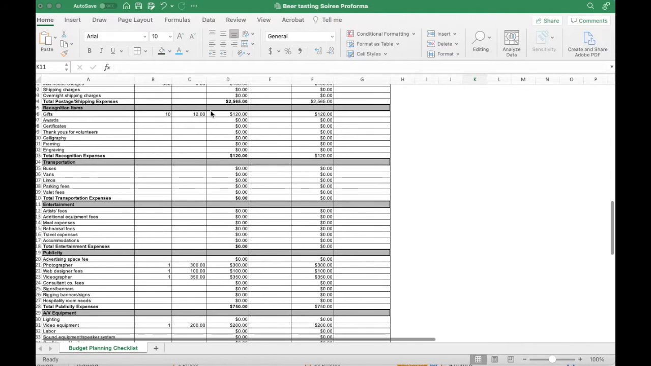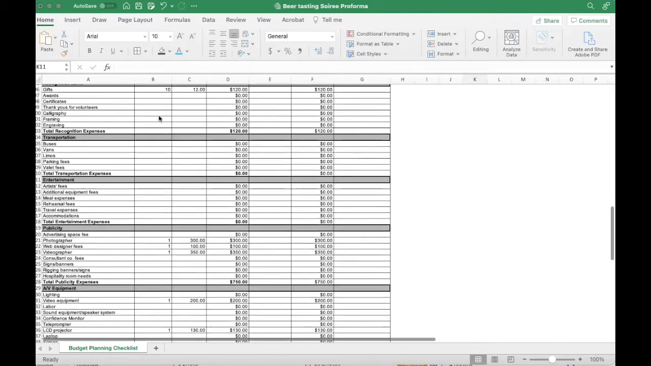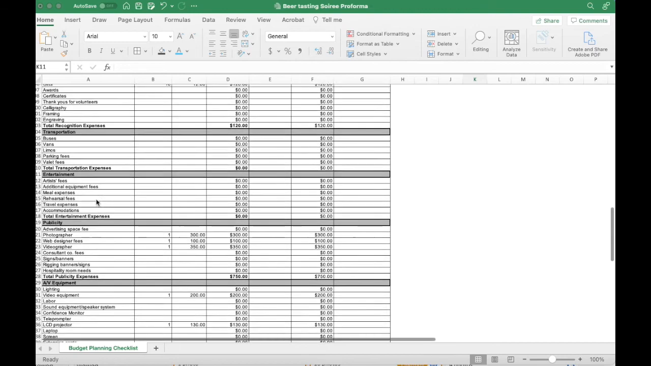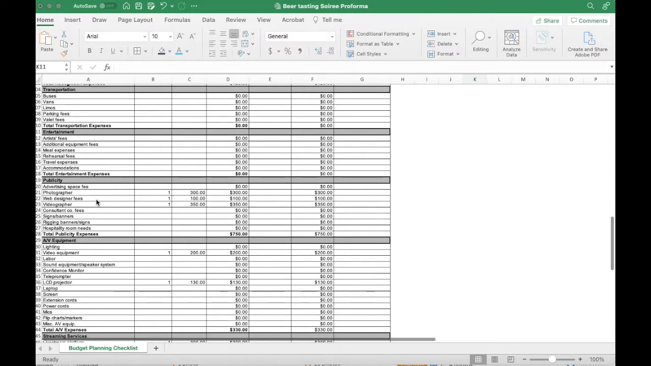I'm going to have some gifts for the participants, for the people who bring their beer to be tasted and sampled, and to give us an educational overview of what they're tasting. And then you can go through all of this. You can see all the other categories that can come up in an event. You may have a different event.